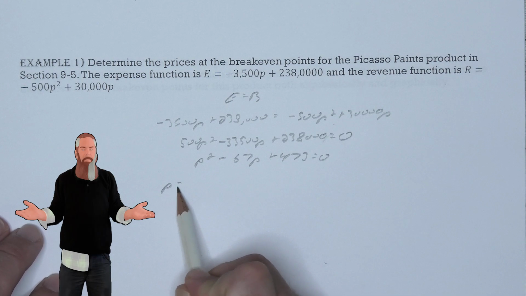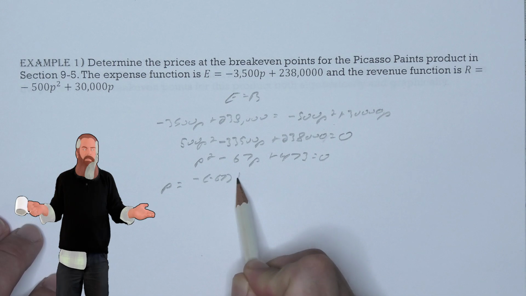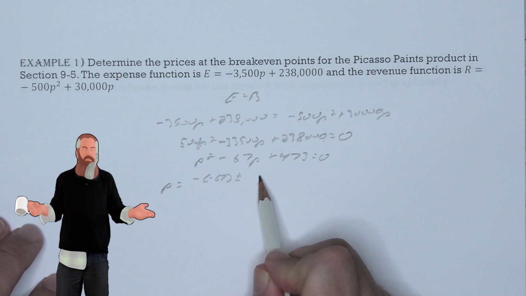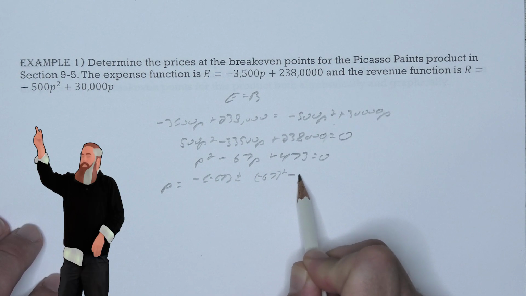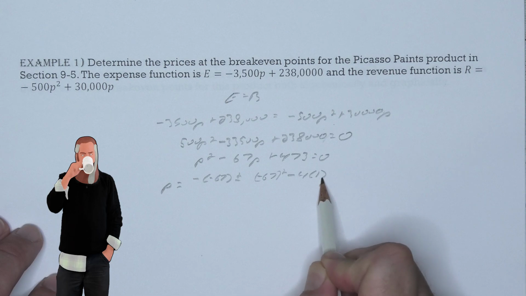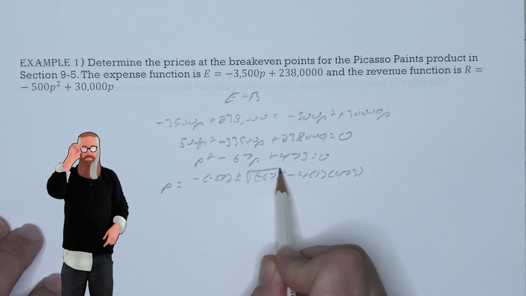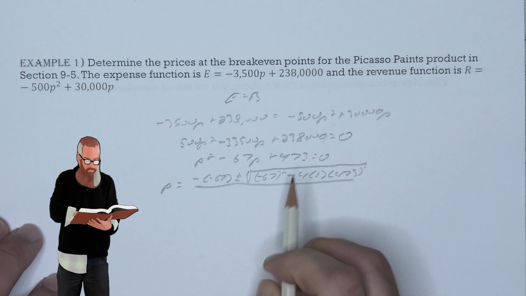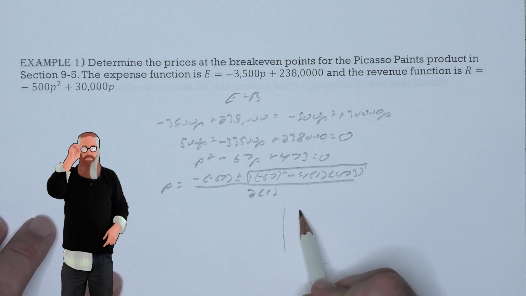So p would be equal to the negative of negative 67, plus or minus the square root of negative 67 squared minus 4 times 1 times 473, all of that square rooted, all over 2 times 1. This does mean that there are two versions of this answer.